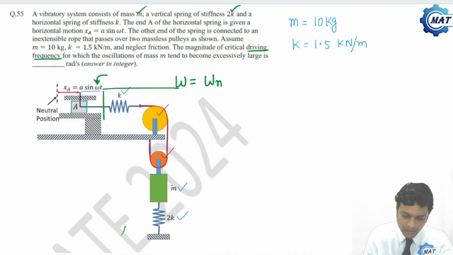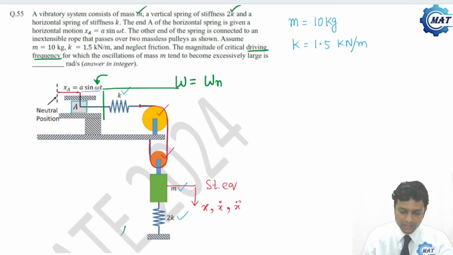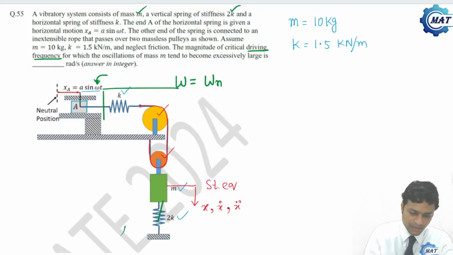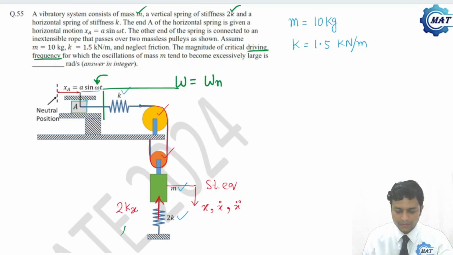Okay, now let us consider that this is the static equilibrium position, and from this the mass has been displaced by small amount x, x dot and x double dot. If such, then what will be the disturbance forces? That is, spring is deflected, 2k is deflected downward direction. The spring force will be like this. Let me use another color. Spring force will be like this direction, 2k into x.